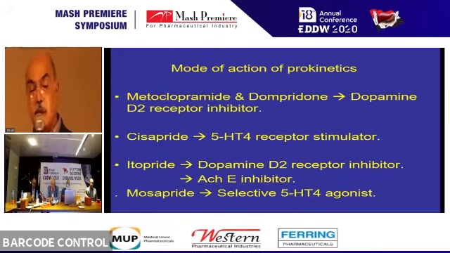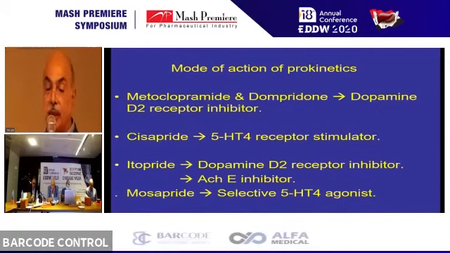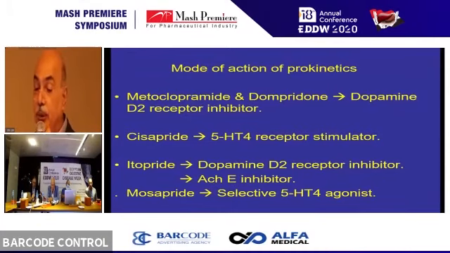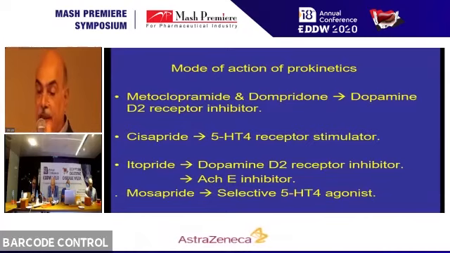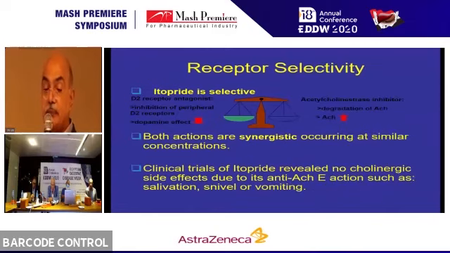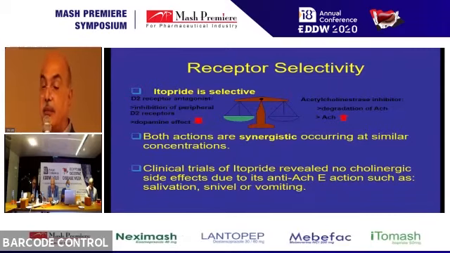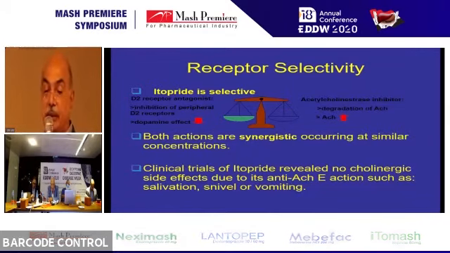Cisapride was a very good drug, a 5-hydroxytryptamine 4 stimulator, but it was withdrawn from the market for cardiac events. Now we have itopride, which is a dopamine D2 receptor inhibitor and acetylcholinesterase inhibitor, and mosapride, which is a selective non-cardiac 5-hydroxytryptamine agonist. Itopride has a synergistic effect by inhibiting acetylcholinesterase and also by inhibiting the D2 receptor in the stomach.